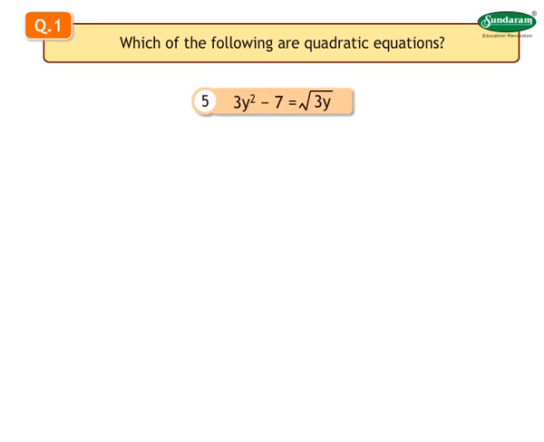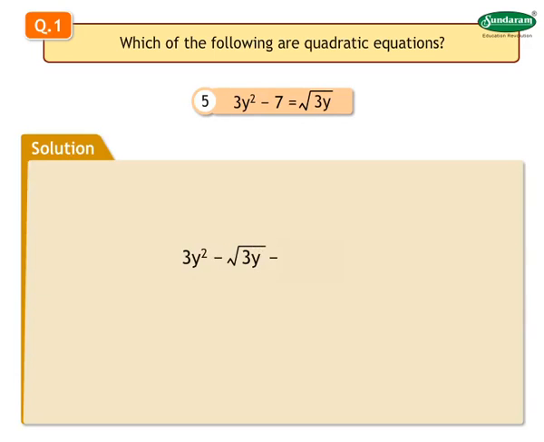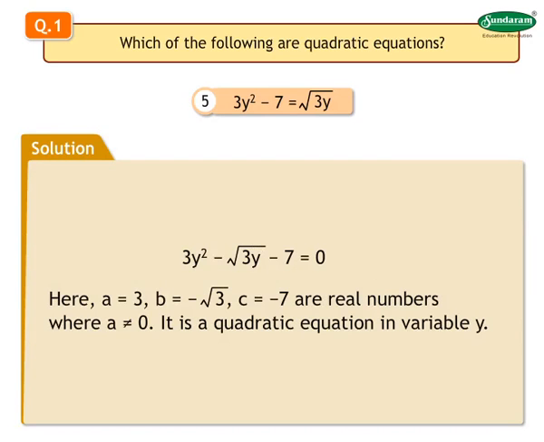Number 5. 3y square minus 7 is equal to root 3y. Solution. 3y square minus root 3y minus 7 is equal to 0. Here, a is equal to 3, b is equal to minus root 3, c is equal to minus 7 are real numbers, where a is not equal to 0. It is a quadratic equation in variable y.